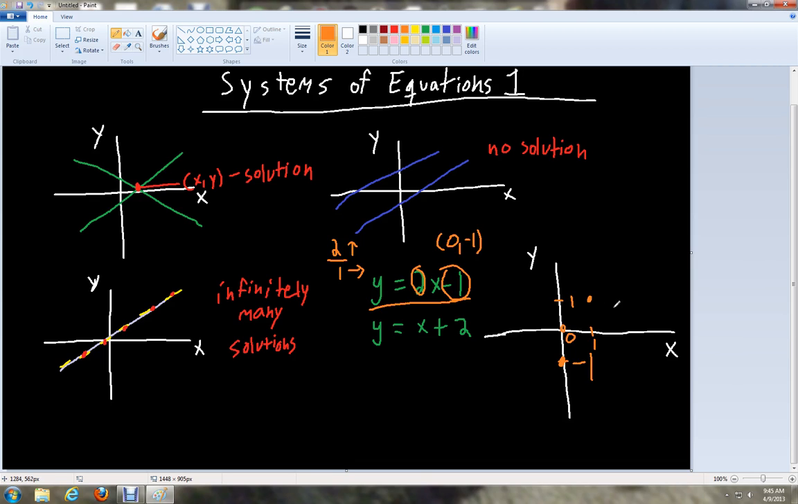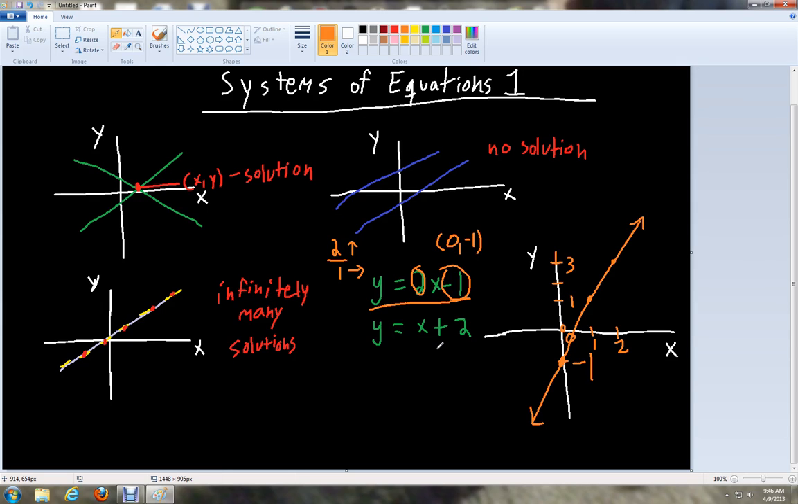And then we can go again, up 2 and right 1, would be right here. So that's 3. Our line will look something like this right here.